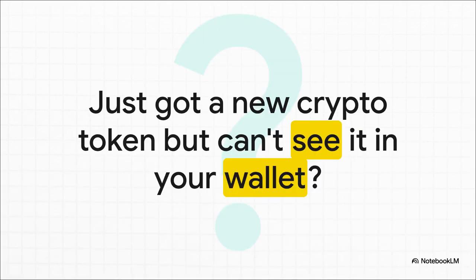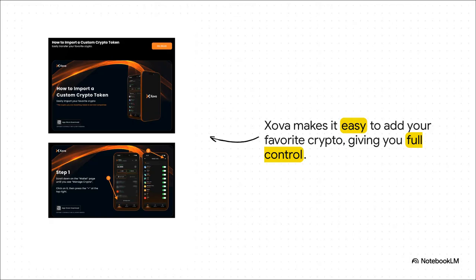So, you've checked your wallet, you've refreshed it a few times, and that new token is still nowhere to be found. I know that little moment of panic, right? But hey, don't worry, your assets are safe and sound on the blockchain. The only problem is your wallet just doesn't know it's supposed to be looking for them yet. So, let's fix that. And this is exactly where a wallet like Xova really shines. It's built from the ground up to put you in command. You never have to wait around for some official update to manage your own assets. We're going to walk through the exact steps to get this done right now.